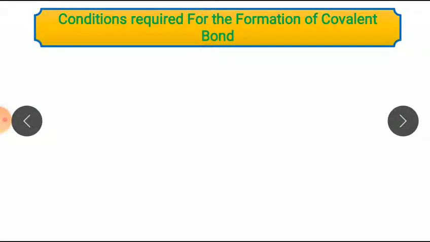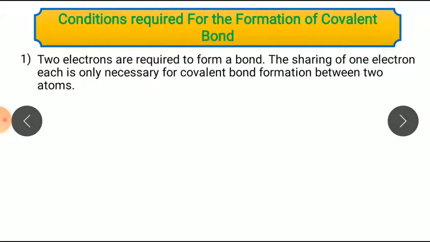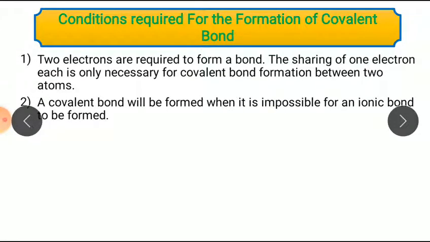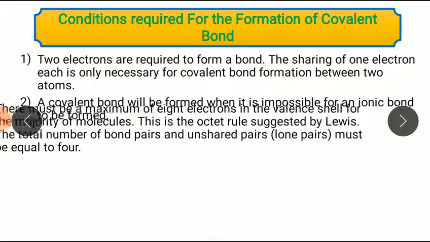Now we will see the conditions required for the formation of a covalent bond. That means when a covalent bond is formed between molecules, what are the conditions that we are going to see now. First, two electrons are required to form a bond, minimum two electrons. The sharing of one electron pair is necessary for covalent bond formation between the two atoms. A covalent bond will be formed when it is impossible for an ionic bond to be formed.